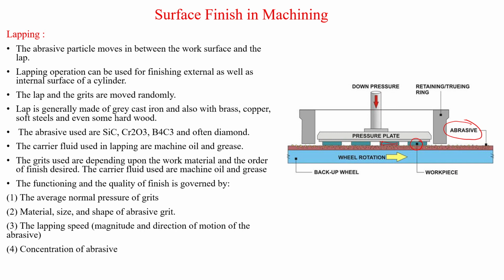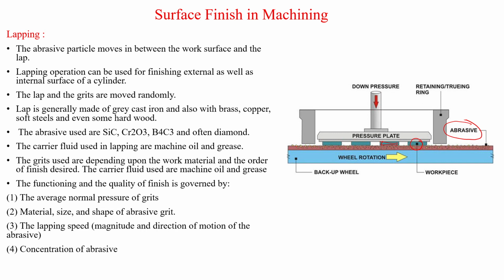Okay, fine. So I'll read this. As I have already explained, the abrasive particle moves between the workpiece and the lap. We have seen this abrasive particle, brown color, between the wheel rotation and the workpiece. Do you have any doubt?